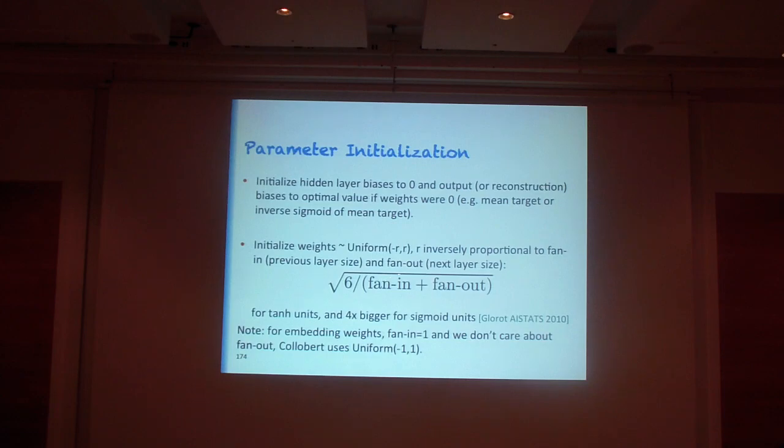But we've done some analysis suggesting that it should also depend on the size of the fan-out, in other words, the next layer size. So if you're looking at the weight matrix between one layer and another layer, you should take into account the size of the 2 layers, and here's a recipe for the case of tanh units, and you just multiply this number by 4 for sigmoid units, and the analysis is in this AISTATS paper. And using this kind of analysis also tells you that for initializing embeddings, you should use something like r equals 1.